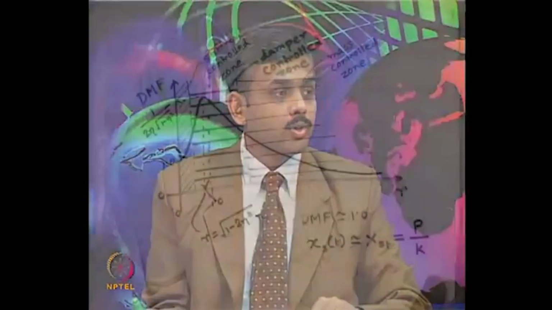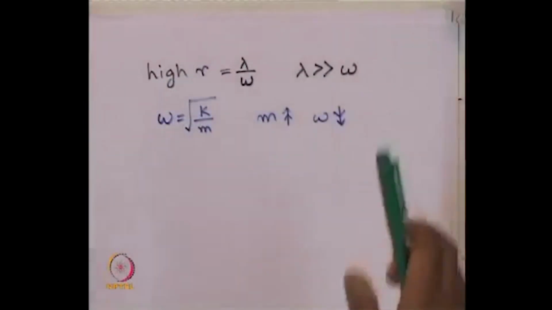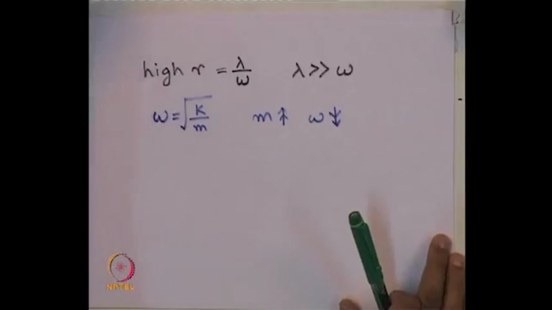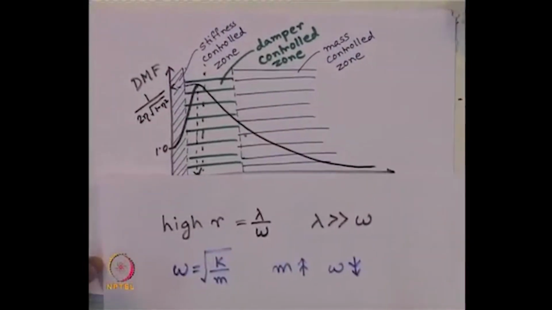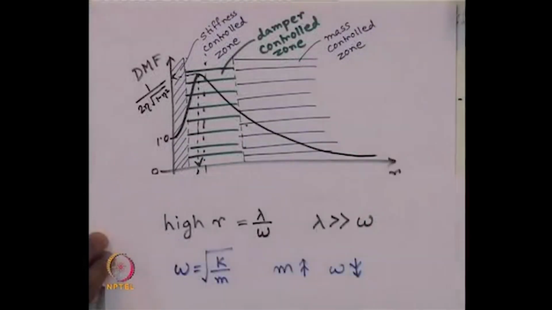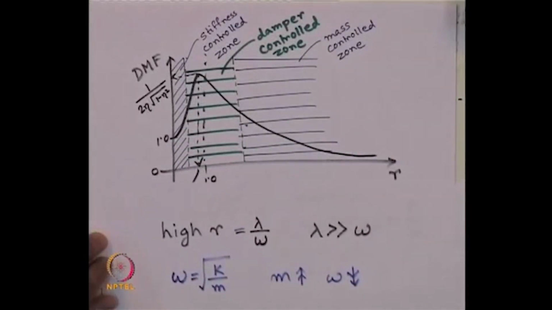Now, coming back to mass controlled zone, let me give you the physical significance of the mass controlled zone. Let me keep this picture as well and this expression. So, for mass controlled zone, as I said, for high value of R, I need lambda to be very much higher than the natural frequency omega, and for getting very low value of omega, we have to increase the mass. So, what does it mean physically?